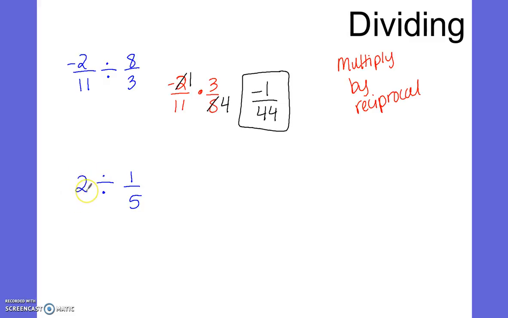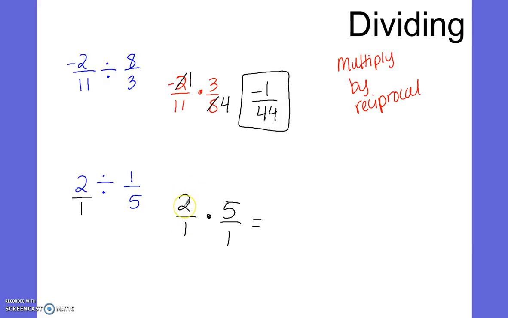Now I have a whole number 2. So if you have any whole numbers, just put them over 1. Okay? And we'll do the same thing. I need to multiply by the reciprocal. So 2 over 1 stays the same. My division changes to multiplication, and then I flip this. So instead of 1 over 5, it becomes 5 over 1. Alright? So then I just multiply. 2 times 5. Oh, back up. You would just look to see if you can simplify.